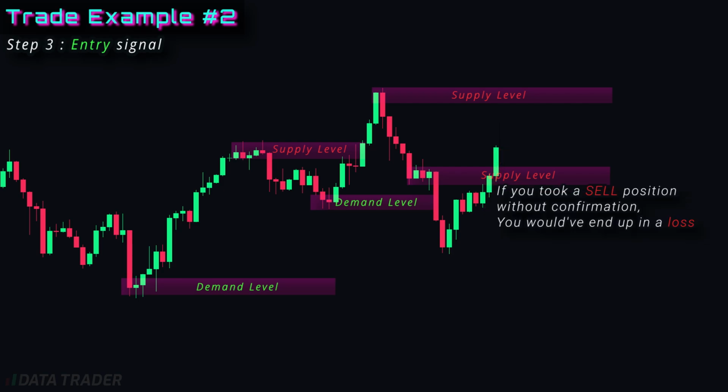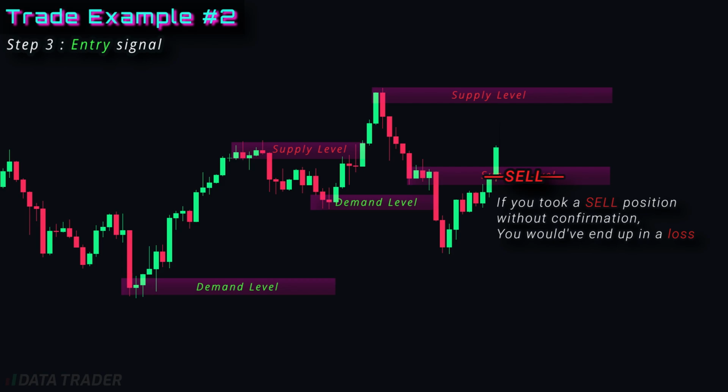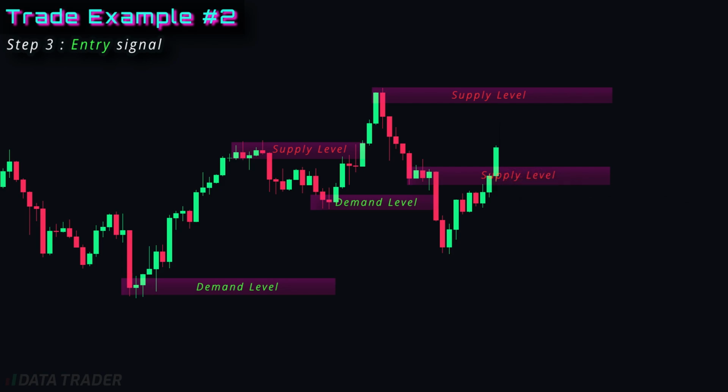Now, had you taken a sell position here without any confirmation, you would have ended up losing. That's why extra confirmation is important before taking a trade. Next, we have price hitting another supply level up here. But this time, we can actually spot a bearish pin bar pattern right here as price approached the level, which is characterized by a candle having a small body and a long wick towards the upside, which signals downward rejection.